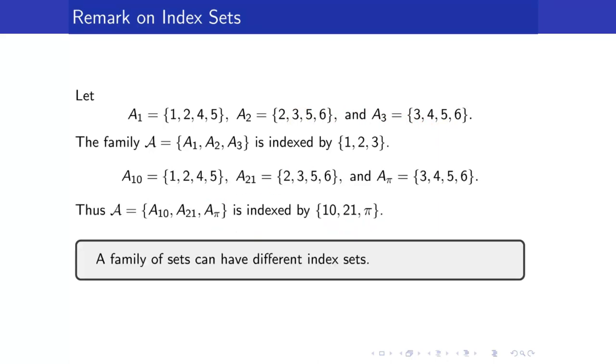What does that mean? It only means that a family of sets can have different index sets. So our same family A is now indexed here by the set {1, 2, 3}, and it can also be indexed by the set {10, 21, pi}.